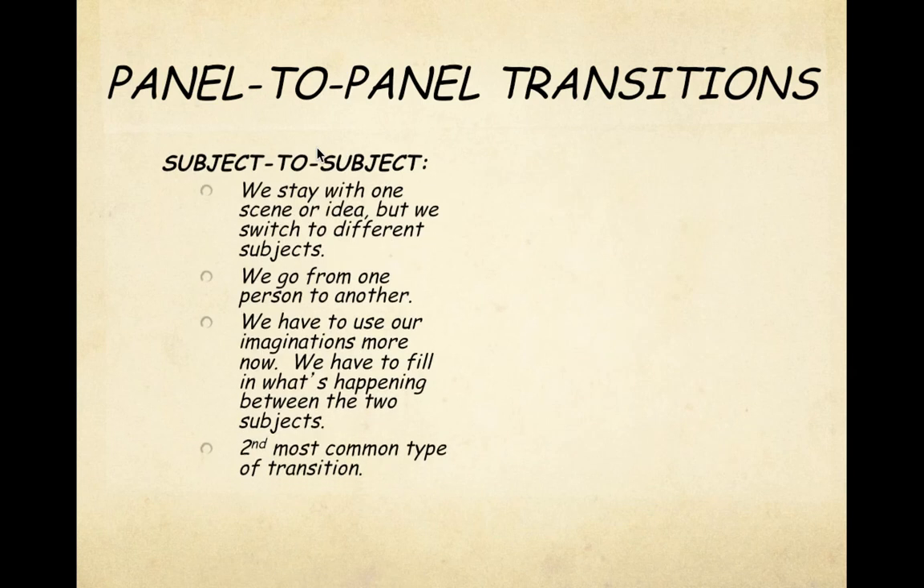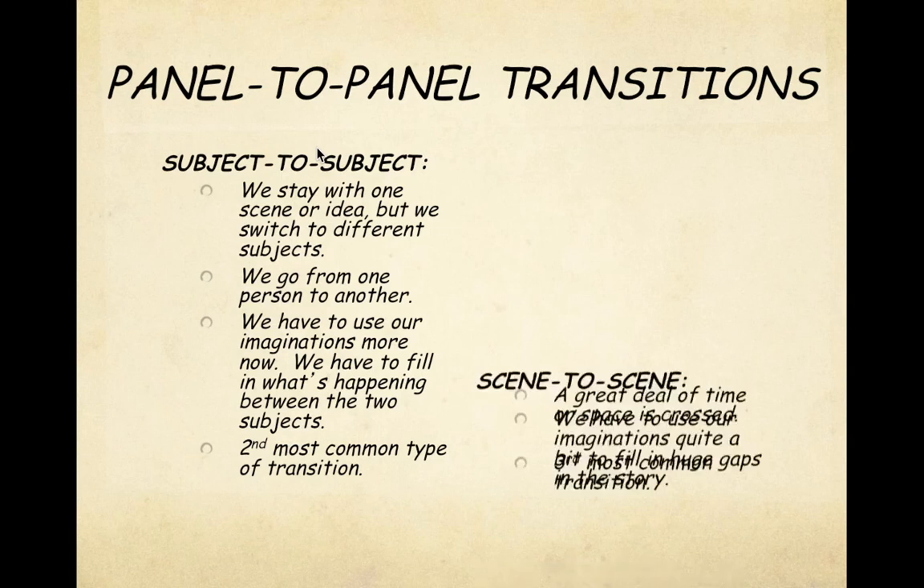We also have what's called subject-to-subject. We stay with one scene or idea, but we switch different subjects. We go from one person to another. Maybe we're in the same room and we start looking at something in the room from two different perspectives. We have to use our imaginations more now. We still have to fill in what's happening between the two subjects. Second most common type of transition.